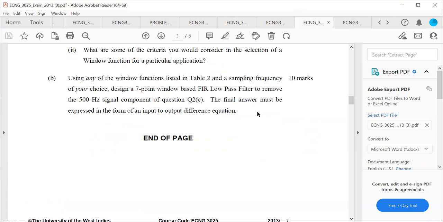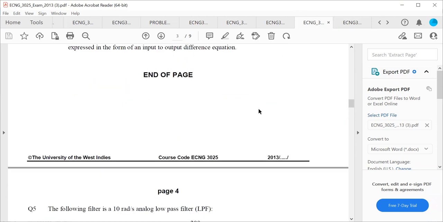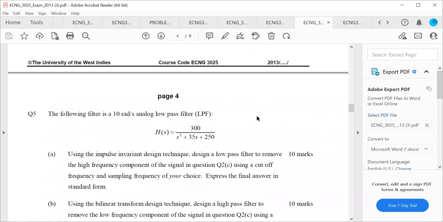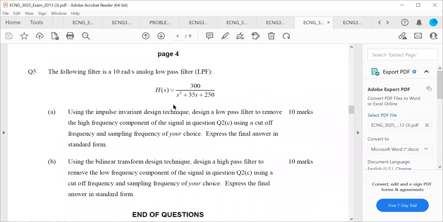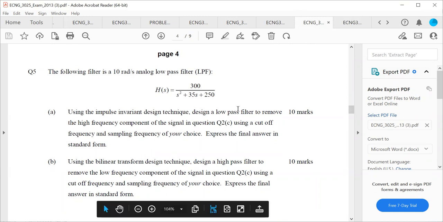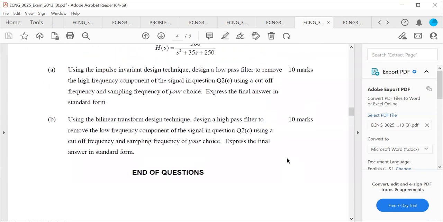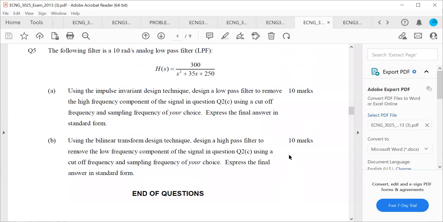Well, this one was you could design an FIR filter, 7 point, the usual sort of calculation here. This one, you give them one low pass filter and you ask to use two techniques, sorry, one analog prototype low pass filter, and you're using the two infinite impulse response techniques that we learned to derive a suitable digital filter. All right. So again, it covers the same sort of material.